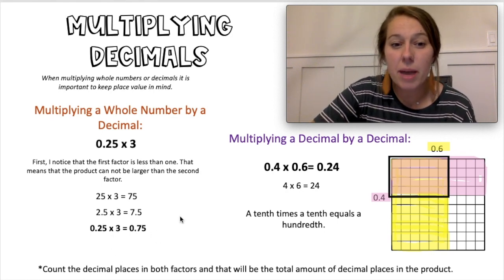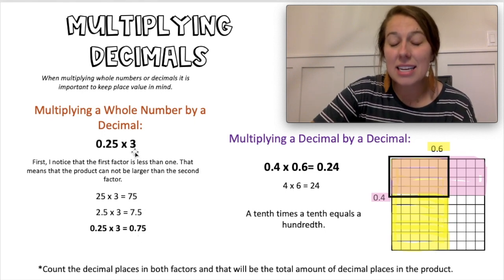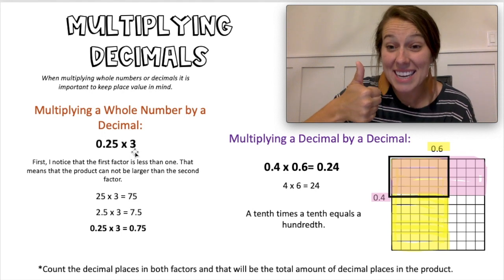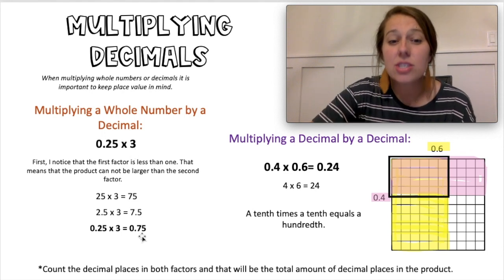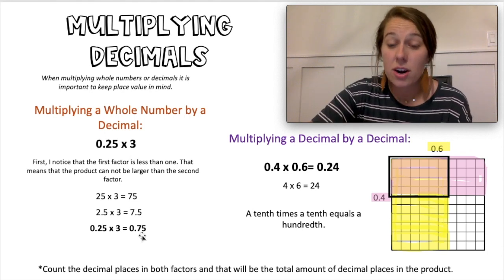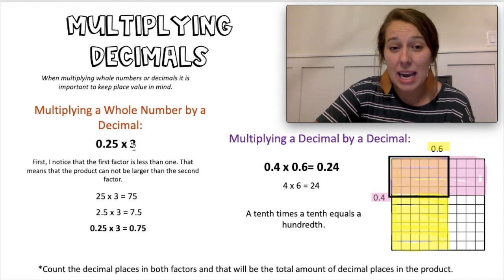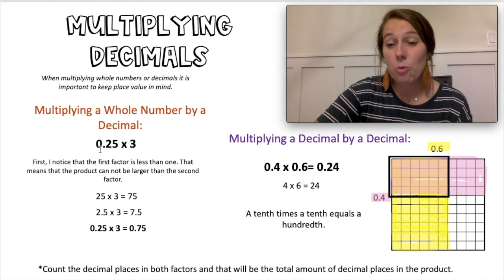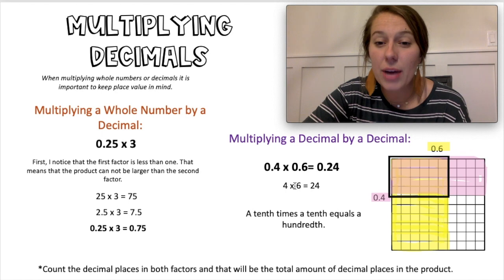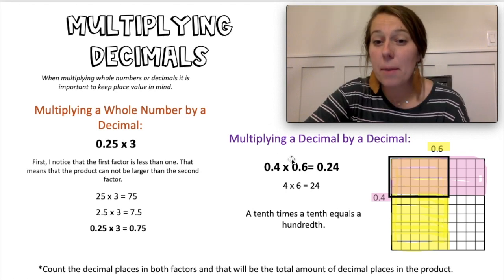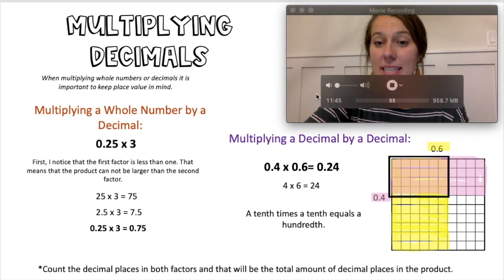Now let's swing back up here. Is 75 hundredths less than that second factor? It is, right? So I know that is a totally reasonable answer because I am multiplying 3 by a number less than 1. Okay, now let's look at multiplying a decimal by a decimal.